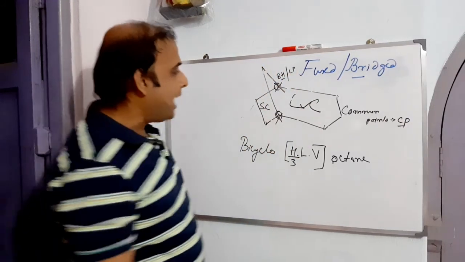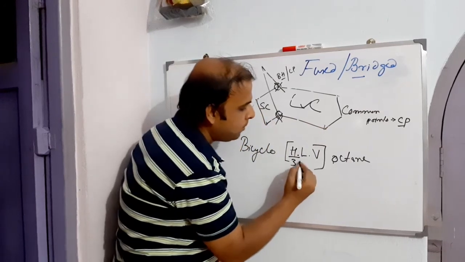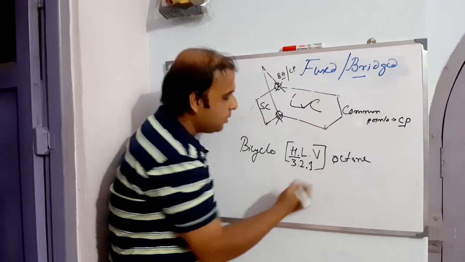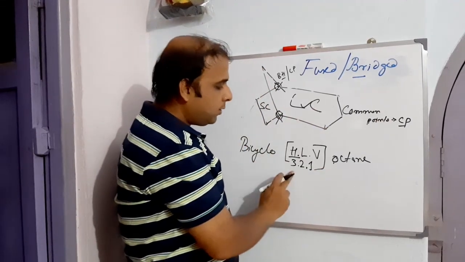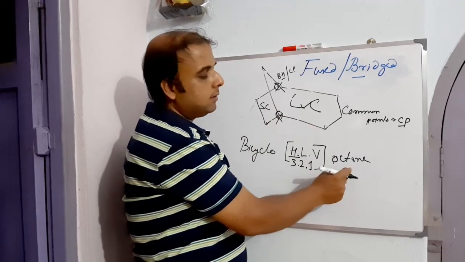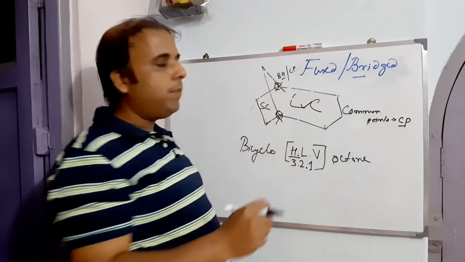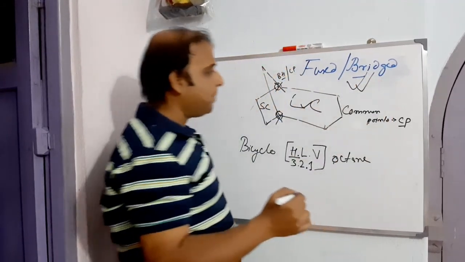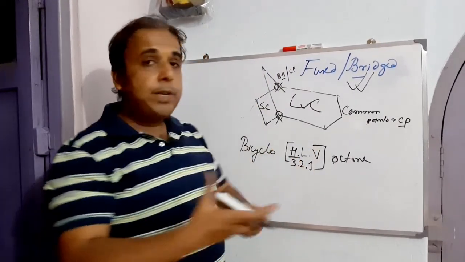So likewise, this is 3. This one is 2, so we'll put 2 here. And what about this? The bridge is 1. So likewise, if you complete it, it is something like bicyclo[3.2.1]octane. Close the third bracket and put octane. So this is how we are done with the bridged bicyclic system. This is the nomenclature which we usually follow while naming a bridged bicyclic system.